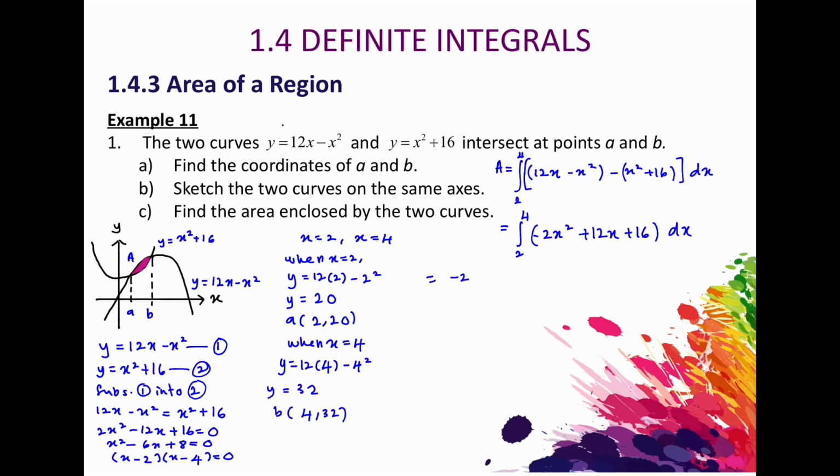We get negative 2x cubed over 3 plus 6x squared minus 16x, and then the boundaries are 2 to 4. Then substitute the boundaries, so we get negative 32 over 3 minus negative 40 over 3, and finally the answer is 8 over 3 unit squared.